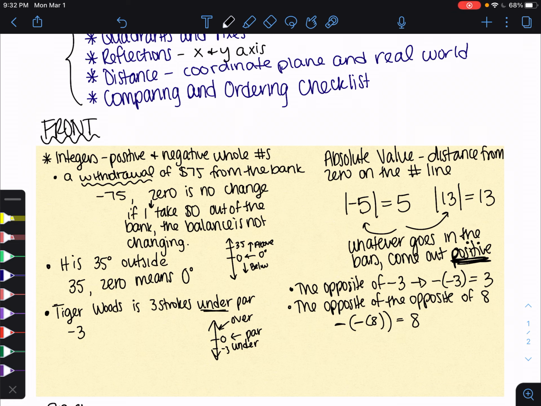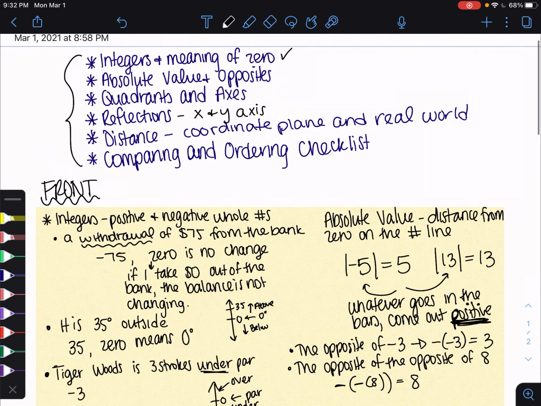Just so you know how to interpret that word, the opposite. So that takes care of absolute value and opposites.